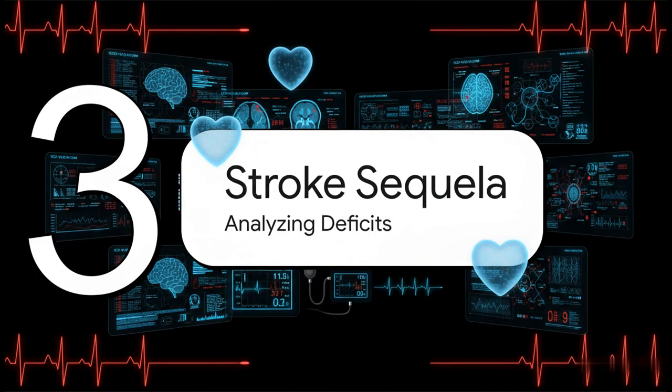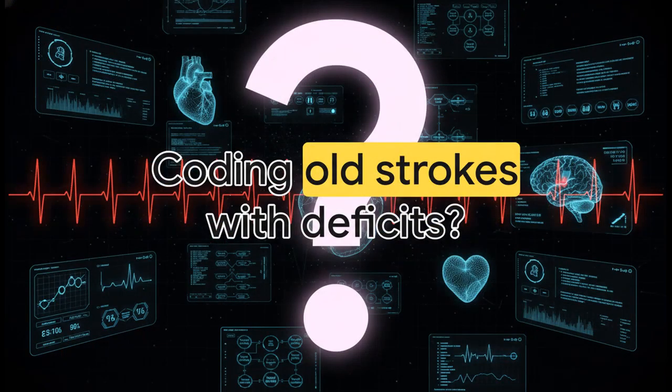Section 3. Stroke sequela. Analyzing deficits. Let's look at our next incoming case. A patient is admitted with deficits from a stroke that happened months or even years ago. So we're obviously no longer in the acute phase. How do we code residual conditions, like hemiplegia, that linger long after that initial phase has passed?